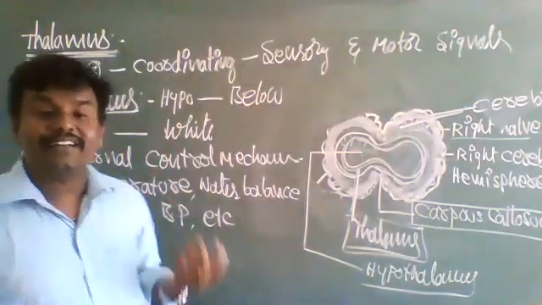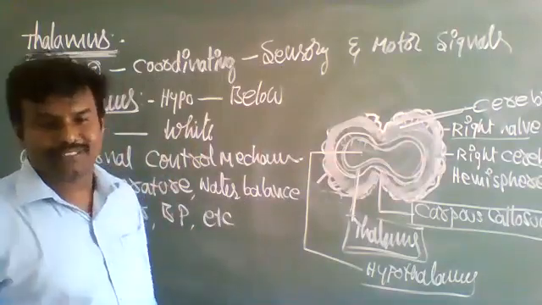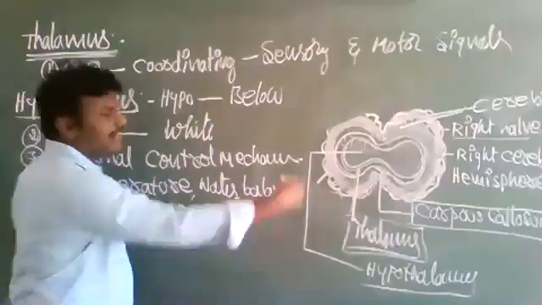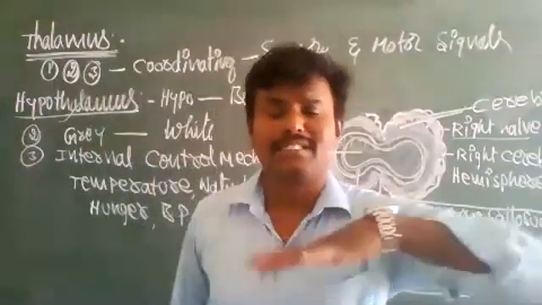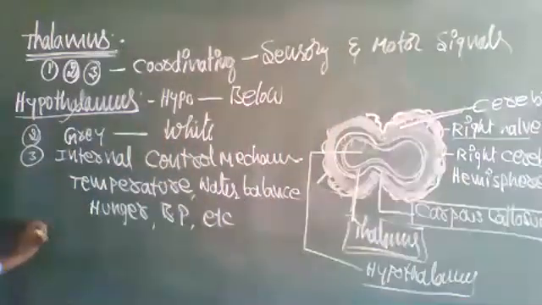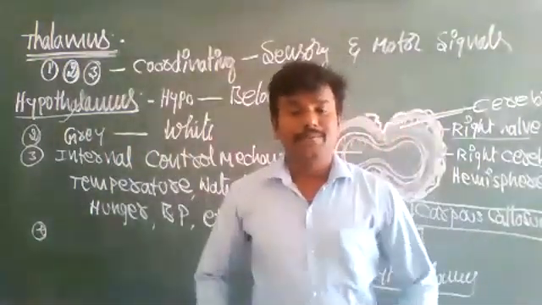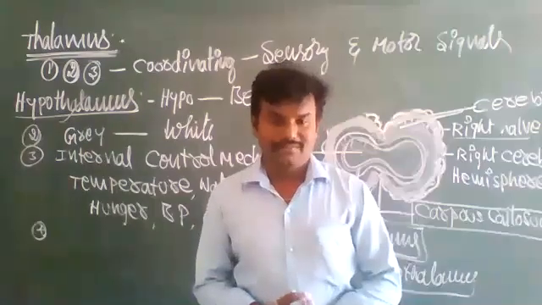Hunger: when we are feeling hungry, at that time it controls. Blood pressure controls. Drinking is also regulated by the hypothalamus. So it is also associated with hypothalamus. It is also associated with reflex actions.